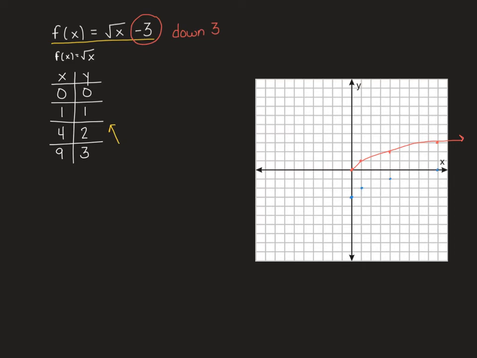So it will look like this. So the shape hasn't changed. The rate that it's increasing hasn't changed. The only thing that's changed is we've just moved it down 3.